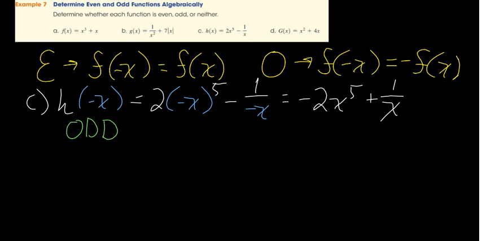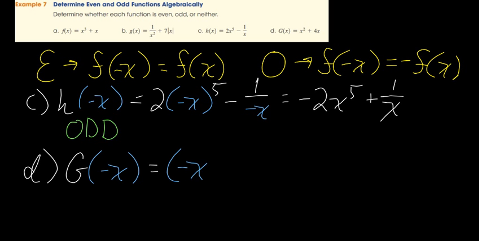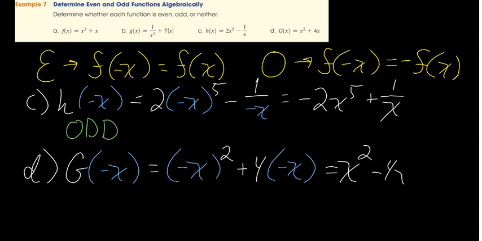And then D, we're going to have a big G of negative x. Again, we substitute in negative x, and in both cases we substitute in negative x. That's equal to negative x squared plus 4 times a negative x. Well, what is negative x squared? That's just going to be positive x squared, and then 4 times a negative x is going to be a minus 4x.